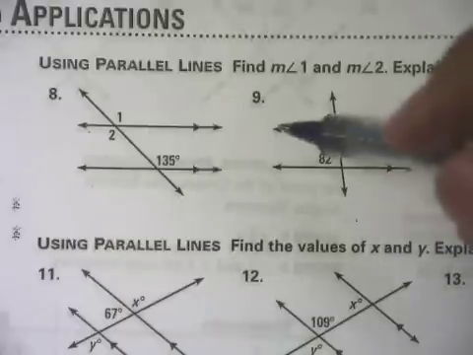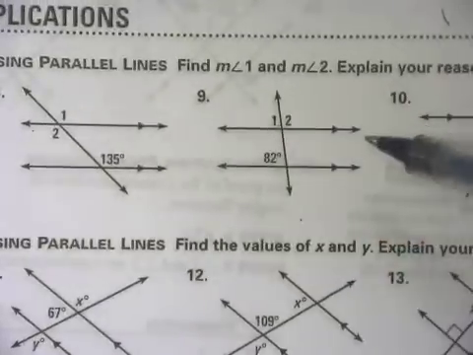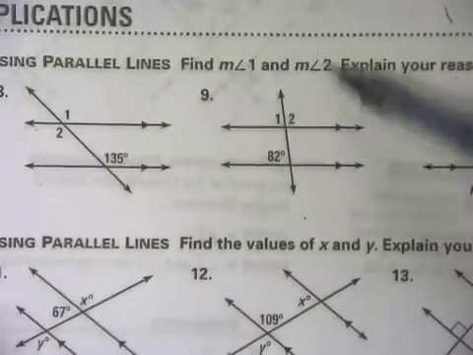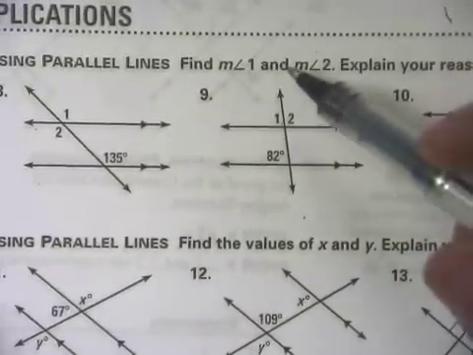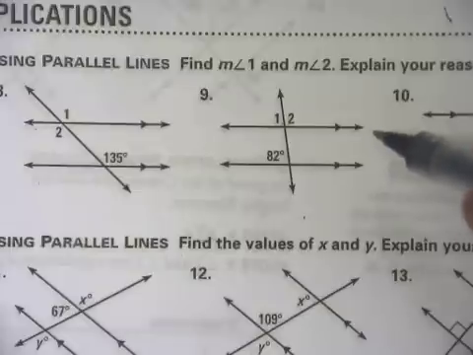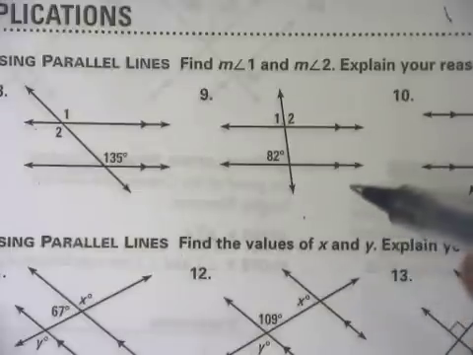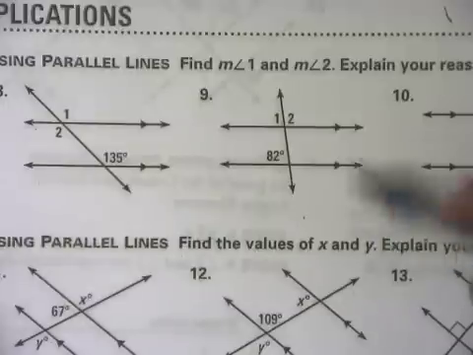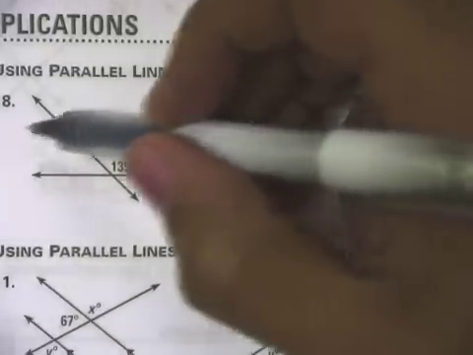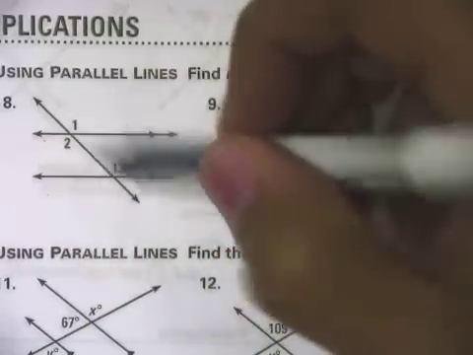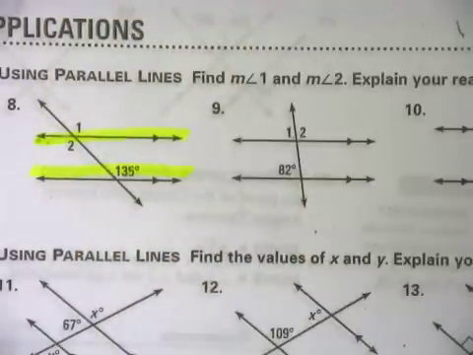Okay, guys, so for questions 8 through 10, they want us to find the measure of angle 1 and the measure of angle 2, and they want me to give the reasons. I didn't expect the reasons, but I'll give you mine while we're going over this worksheet. I know that these are my two parallel lines, and this is my transversal here.